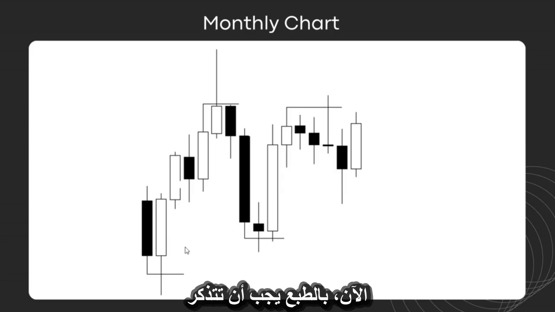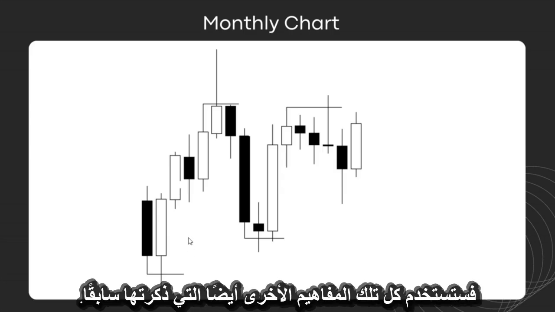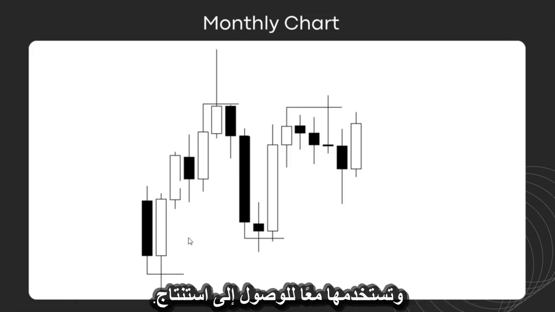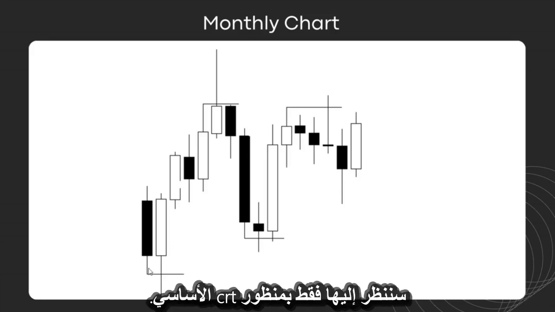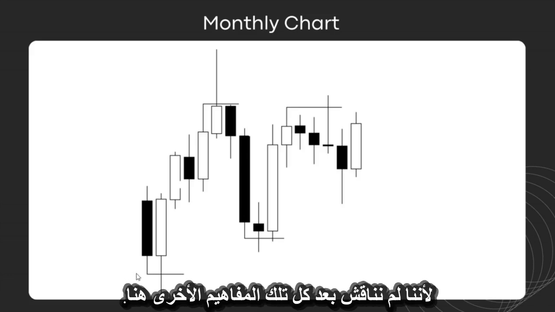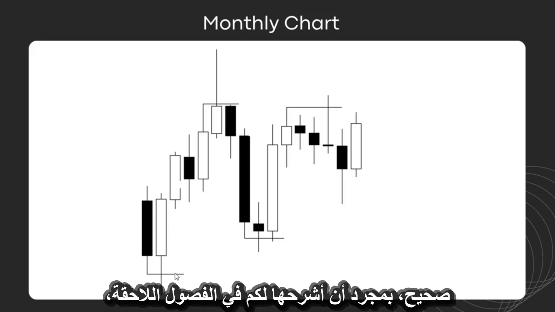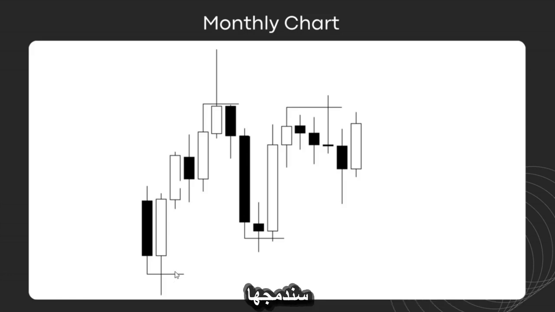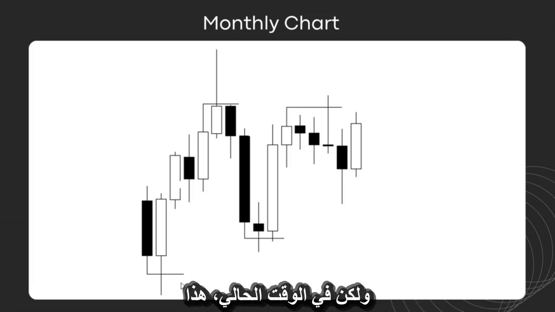Obviously, you need to remember that if you were analyzing this price action in real time, you would be using all those other concepts I mentioned earlier, and use them together to reach a conclusion or to determine a directional bias. But for the sake of simplicity, we're just going to look at it with a fundamental, basic level CRT perspective, because we haven't yet discussed all those other concepts. Once I explain them to you in the later chapters, we're going to integrate them with these principles and look at it with a logical framework. But for now, this is what we are going to be working with.